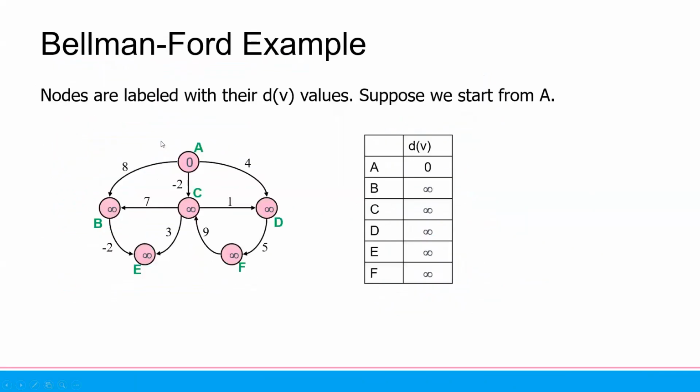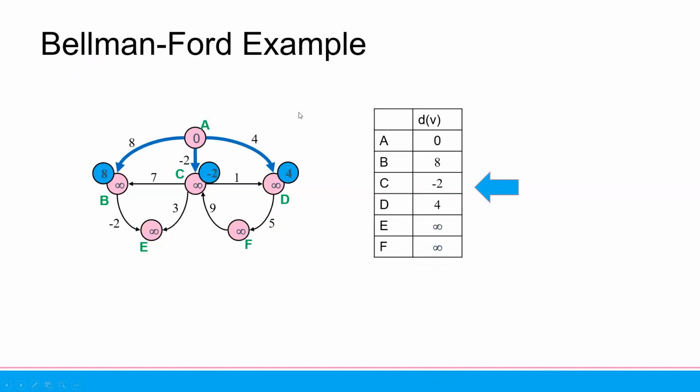Let's see with an example. At the first, we want to set A equals to 0, and then all other nodes are infinite. B, C, D, E, F, they are infinite. So we start with A equals to 0. And then next, we will check the edges from A. So we want to check from A to B, from A to C, and from A to D.